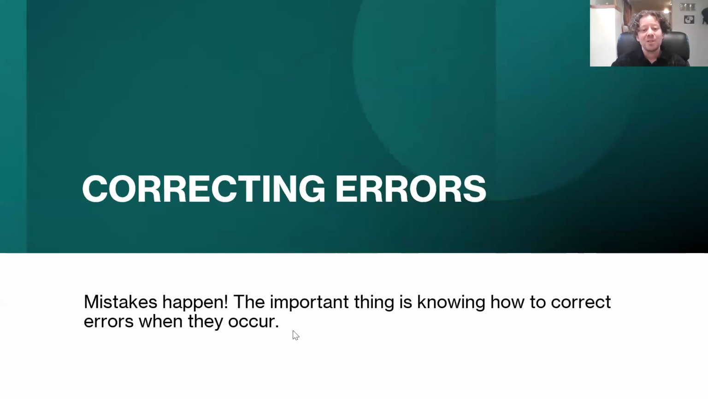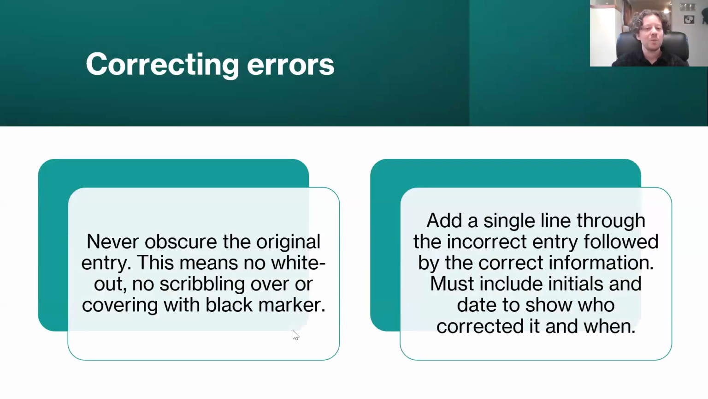So now we're going to talk about errors. So mistakes happen. We all make mistakes. There's going to be mistakes in every study. That's just inevitable. The important thing to know is how to correct the errors when they occur. So never obscure the original entry.